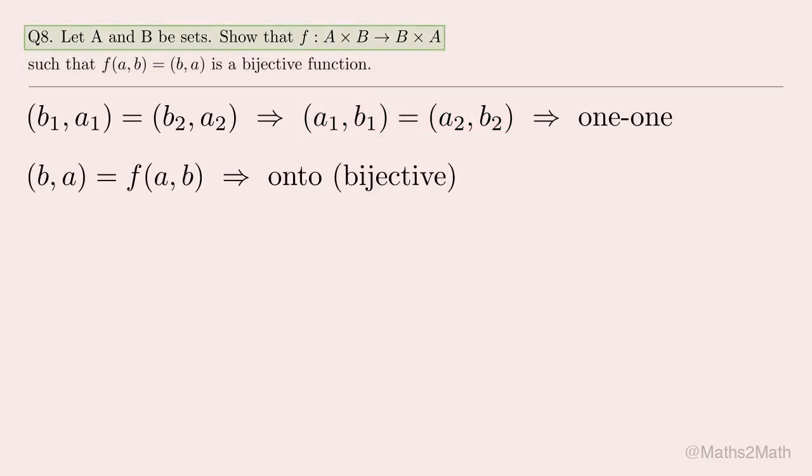Onto. Any element of B cross A looks like (b, a), and it is the image of the pair (a, b) from the domain. Every target is hit.